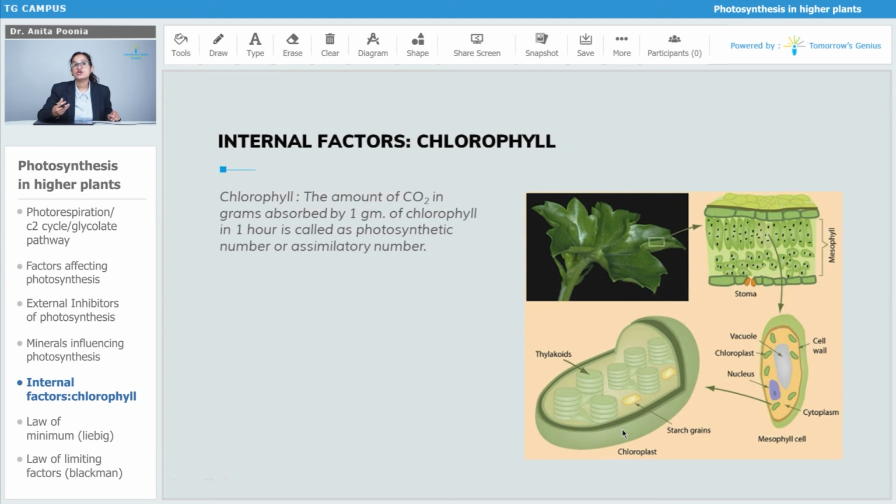Talking about the internal factors, the most important internal factor for photosynthesis is chlorophyll, of course. The amount of carbon dioxide in grams that is absorbed by 1 gram of chlorophyll in 1 hour is called the photosynthetic number, or the assimilatory number. So it has a lot to do with photosynthesis, right?